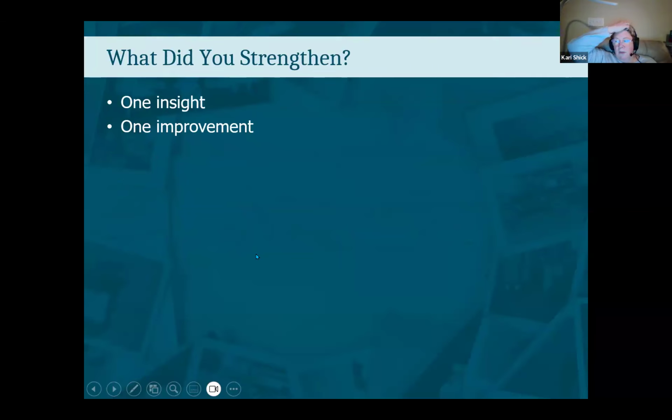I'm just going to ask some of the people here for some insight or an improvement: what did you take away from tonight? What did you strengthen? Did you get some insight? Did you improve something when you were looking at it? What did you do?